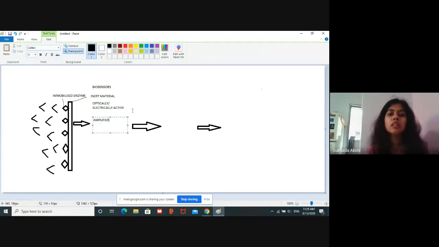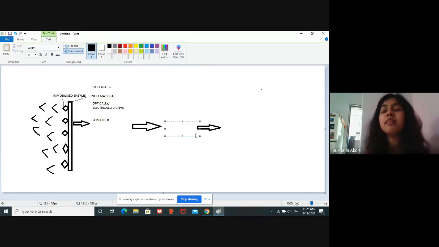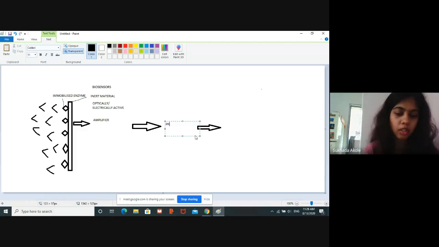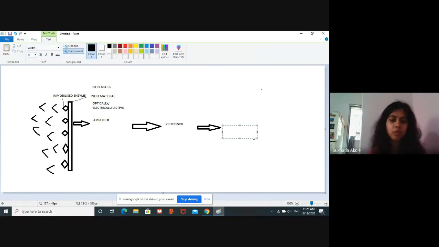Please remember, the amount of signal that will be produced by these biosensors is very, very small, because the amount of test material would also be pretty small. Therefore, I'm going to need an amplifier to it. After I amplify the signal, it can be optical amplification or electrical amplification. That signal will be sent to the processor, and from the processor, it will go on to the display.